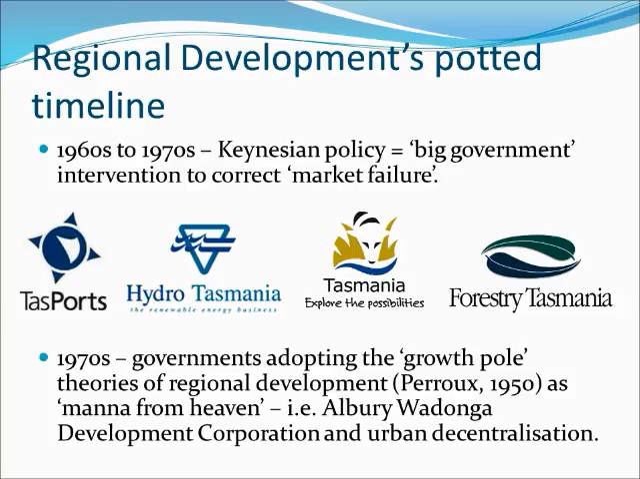Slide 14, regional development's potted timeline. For the next few slides, we'll go through the history of regional development in Australia and how that's manifested in real terms. So back in the 1960s to the 1970s, Keynesian policy, or big government intervention, aimed to correct market failures of the day. Keynesian policy involved things such as providing port infrastructure, providing cheap electricity through hydro-industrialisation, providing a myriad of services to private businesses involved in forestry, etc., through Forestry Tasmania.